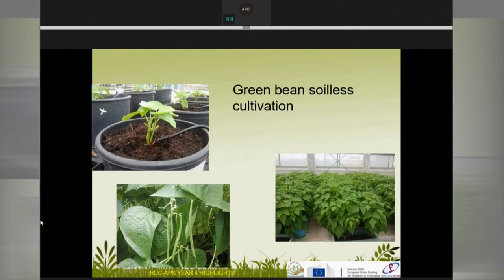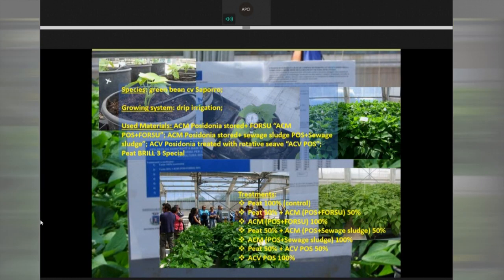Another application in soil cultivation was about green bean. In this case, 7 substrates were tested: peat used as control, 3 kinds of compost obtained, the first one mixing Posidonia residues with municipal organic waste, the second one mixing Posidonia residues and sewage sludge, and the third one mixing Posidonia and green waste, and of course mixtures of them with peat.